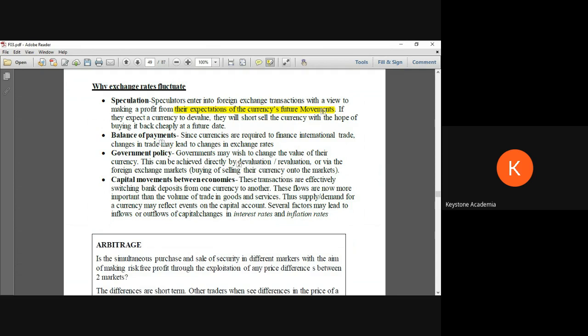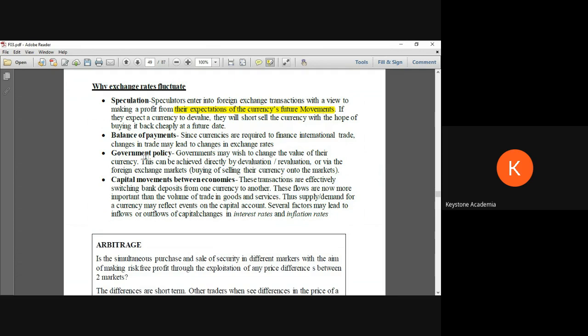Second is balance of payments. Since currencies are required to finance international trade, changes in trade may lead to changes in exchange rates. For example, now more than 80-85% of the world trade is in US dollars. But now China wants to come up with their own currency for international trade. They want to push their yuan, right? A lot of geopolitical things. Imagine if these things go forward, definitely the value of the US dollar will go down. That is balance of payments. Now everybody is using US dollars, so definitely their currency is more stable and more in demand.